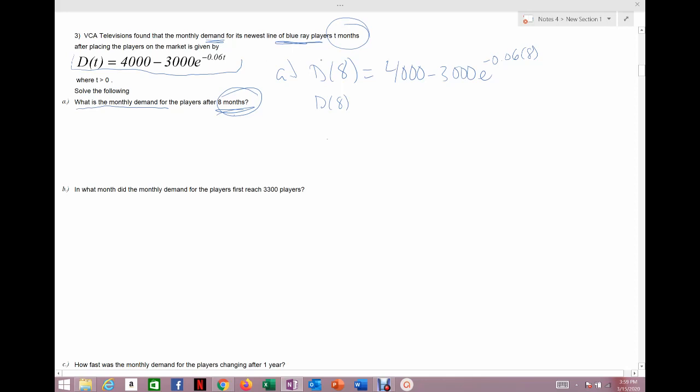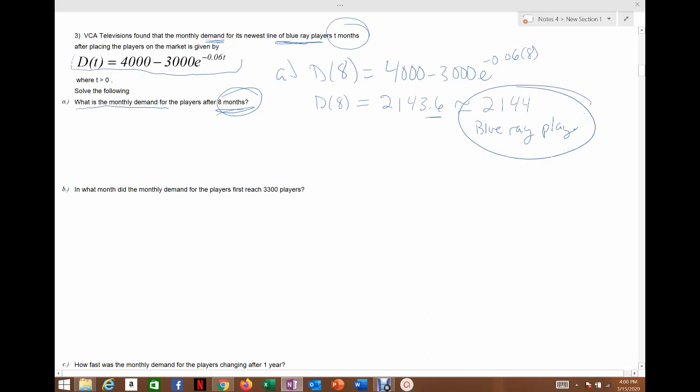We're going to get Blu-ray players, and we don't want a fraction of a Blu-ray player. So when you type this in, it comes out 2,143.6. I don't want 0.6 of a Blu-ray player, just a whole one, so round correctly. So 2,144 is what it would round to, and since it's an application, the number has context. So always put units with your answer. That 2,144 is not just a number. It stands for Blu-ray players. Always include the units.